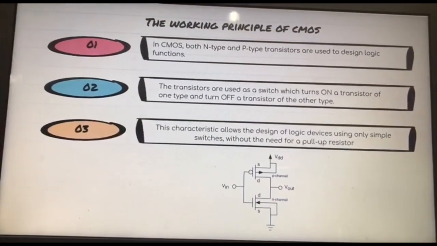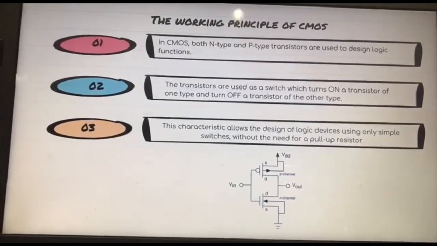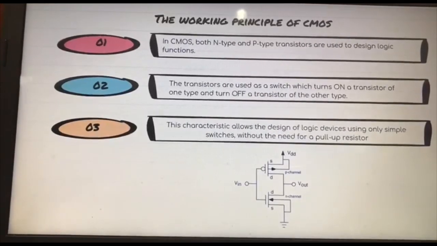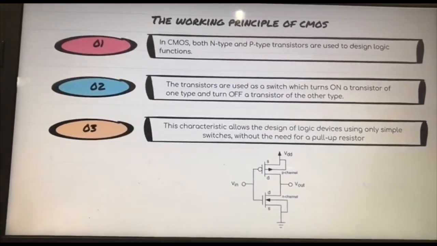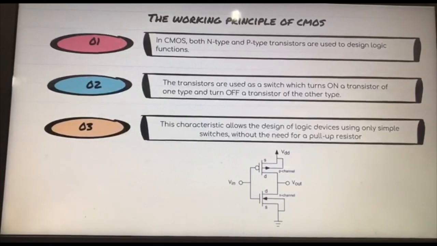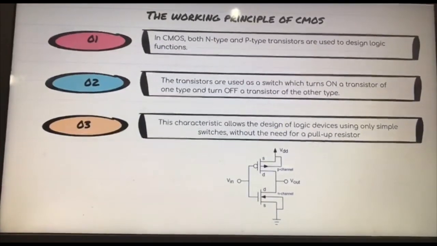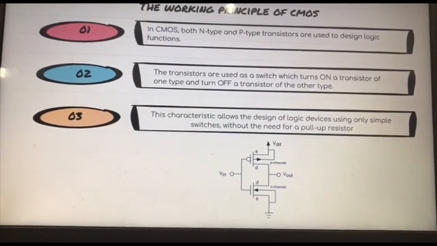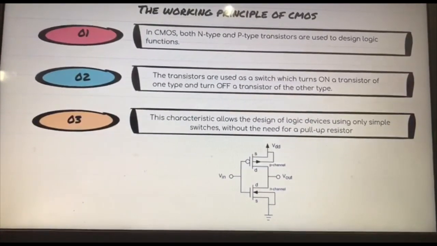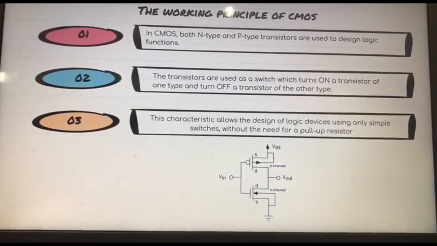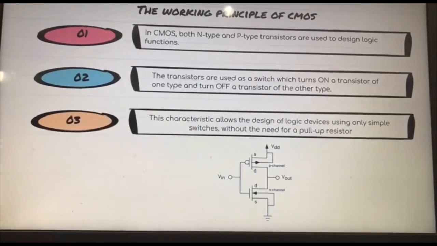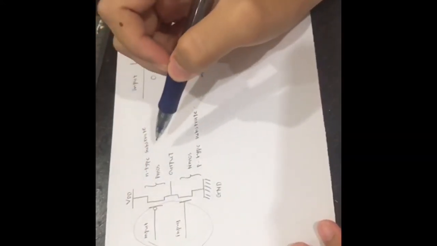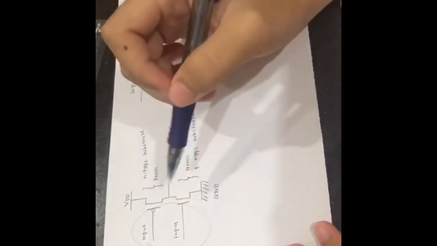So this is the working principle of CMOS. In CMOS, both N-type and P-type transistors are used to design logic functions. The transistors are used as switches which turn on a transistor of one type and turn off a transistor of the other type. This characteristic allows the design of logic devices using only simple switches without the need for a pull-up resistor.